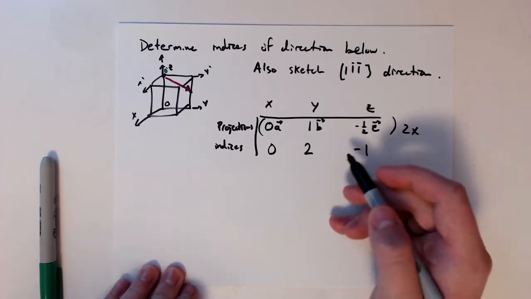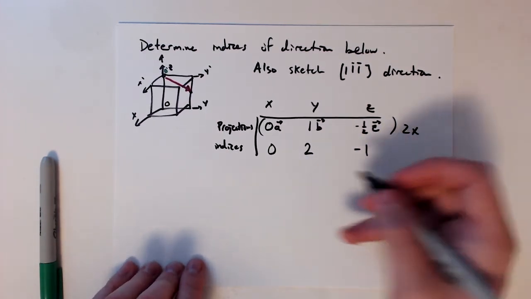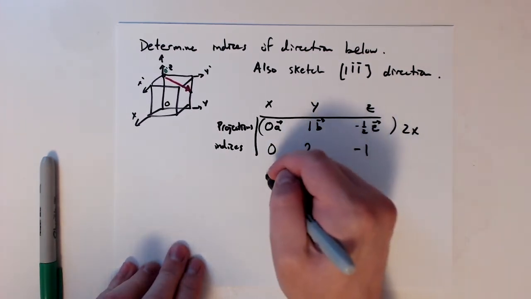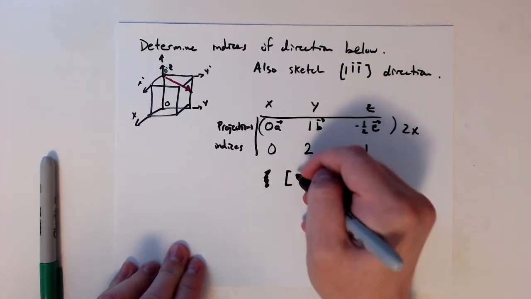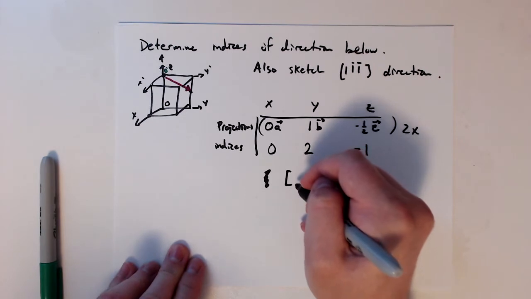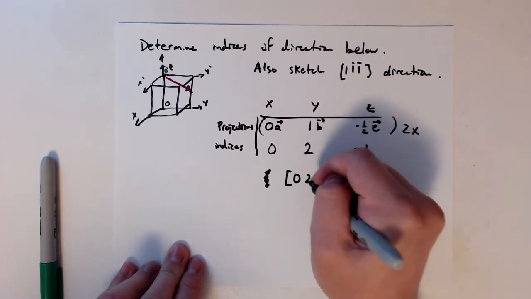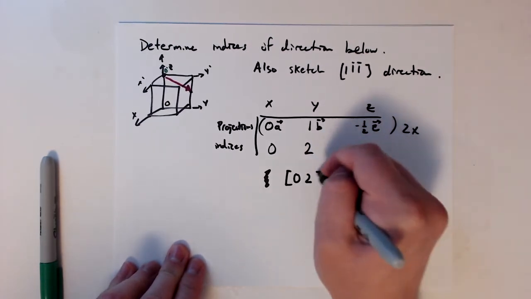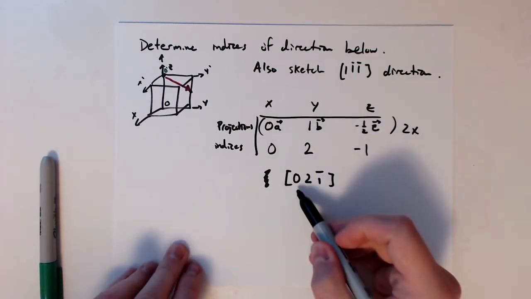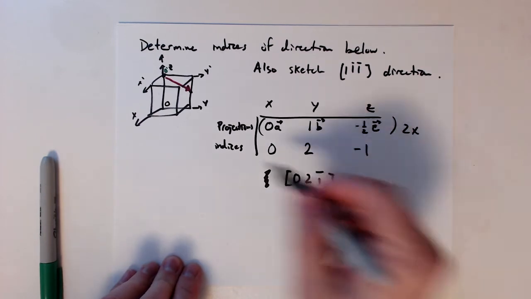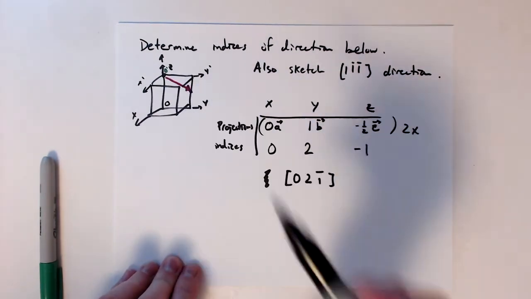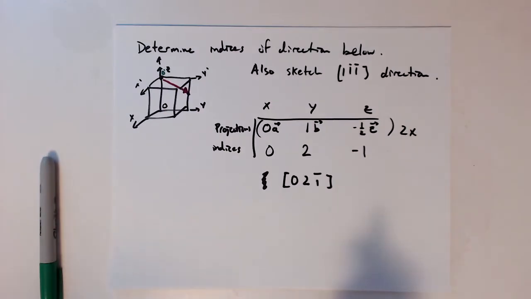So these are my indices, and so the indices for this direction I would write as, so again, it's important here, square bracket means direction, so I'm going to write 0, 2, and I write the negative as a bar over the 1. So I'd read that as 0, 2, bar 1, and that's the direction that is represented by this line here. So that gives us the first part of this.